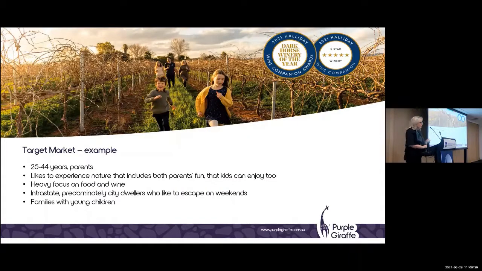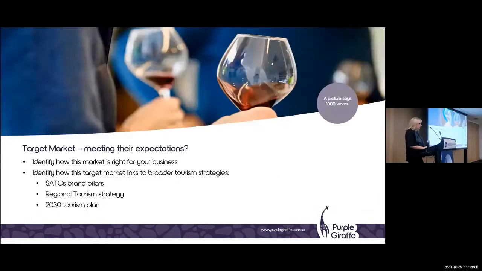Here's a quick example. You can all read it, but it might be that they're 25 to 44 years, they're parents, they like to experience nature and include parents' fun as well as kids that can enjoy themselves. They focus on food and wine. They're intrastate predominantly, city dwellers who like to escape on weekends, and they're families with young kids. So that's an example of a type of target market that you could put together.